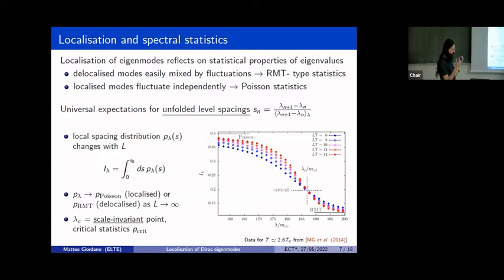And the advantage of using this kind of object is that it is easy to set up a finite size scaling analysis and measure the mobility edge, measure the critical exponent, measure the critical value of this observable, that you can then use again to find the mobility edge in other theories with the same symmetry class.